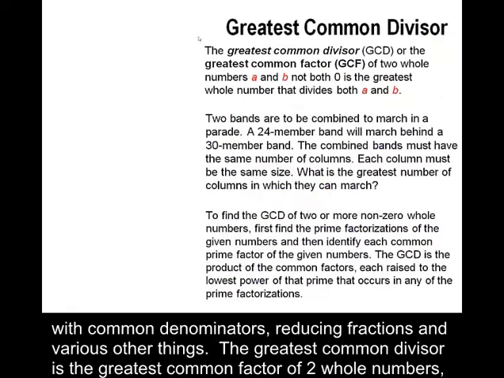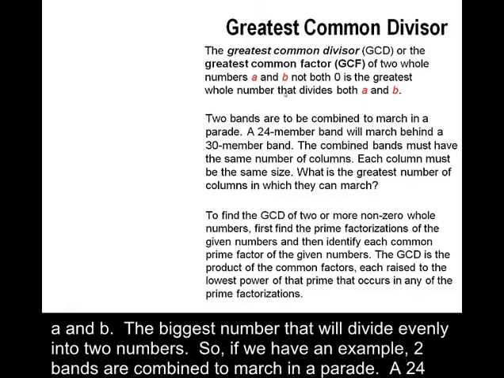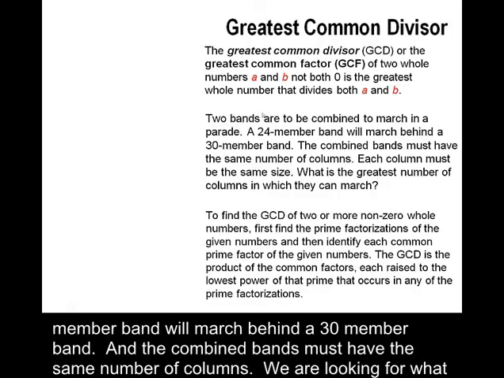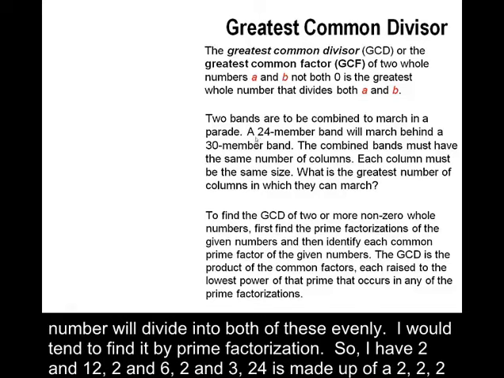The greatest common divisor is the greatest common factor of two whole numbers, a and b. So it's the biggest number that will divide evenly into two numbers. For example, two bands are combined to march in a parade. A 24-member band will march behind a 30-member band, and the combined bands must have the same number of columns. We're looking for what number will divide into both of these evenly.